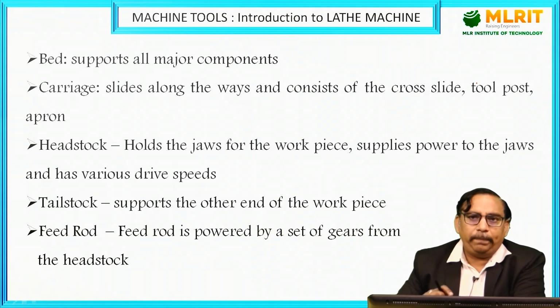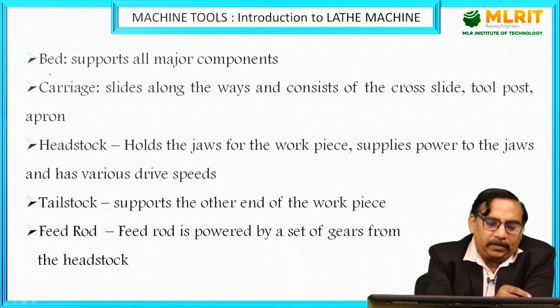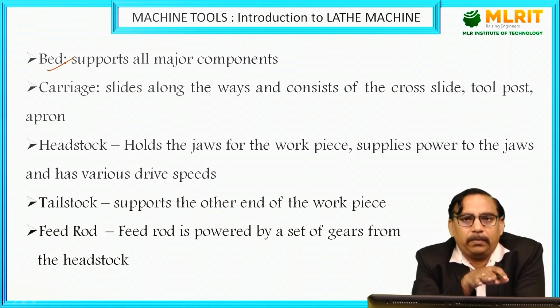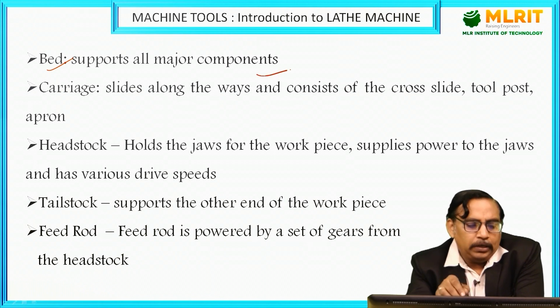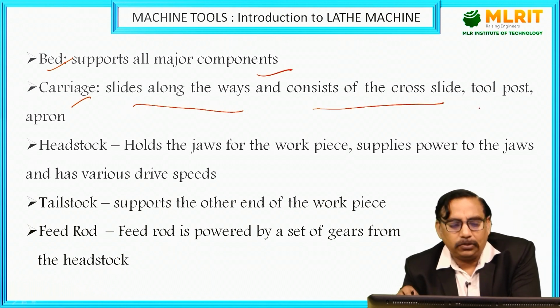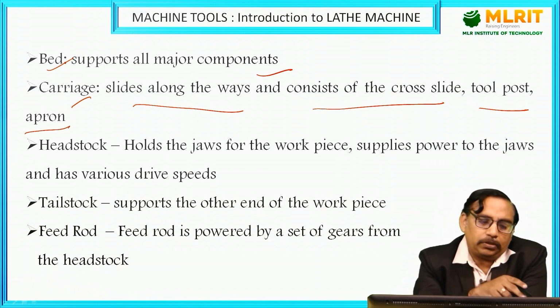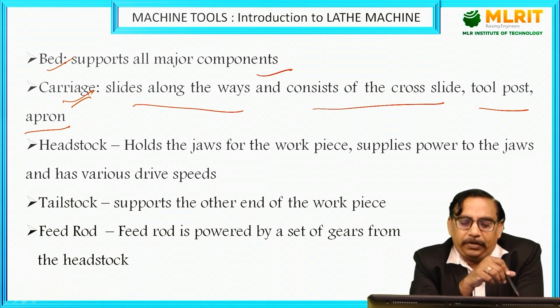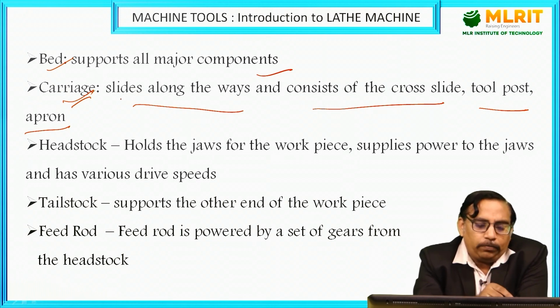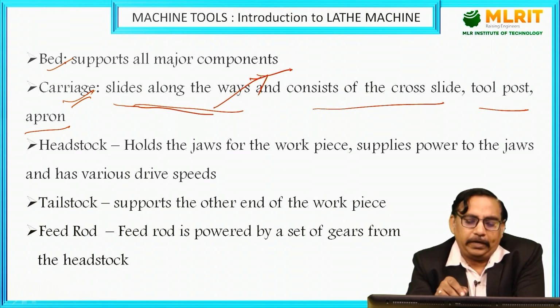Now, simple sentences for the important parts. Bed: it always supports all the major components of the lathe. Then coming to the carriage, it slides along the ways and consists of the cross slide, tool post and apron. As I said, the full apron assembly is called the carriage. It will have a cross slide and a tool post, and it slides along the ways. Here we will call them ways, in the sense that they are guide ways only.